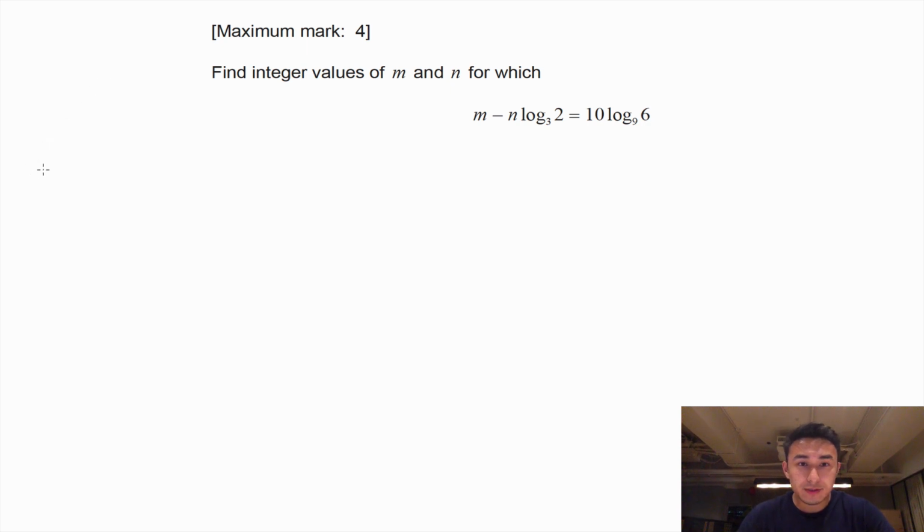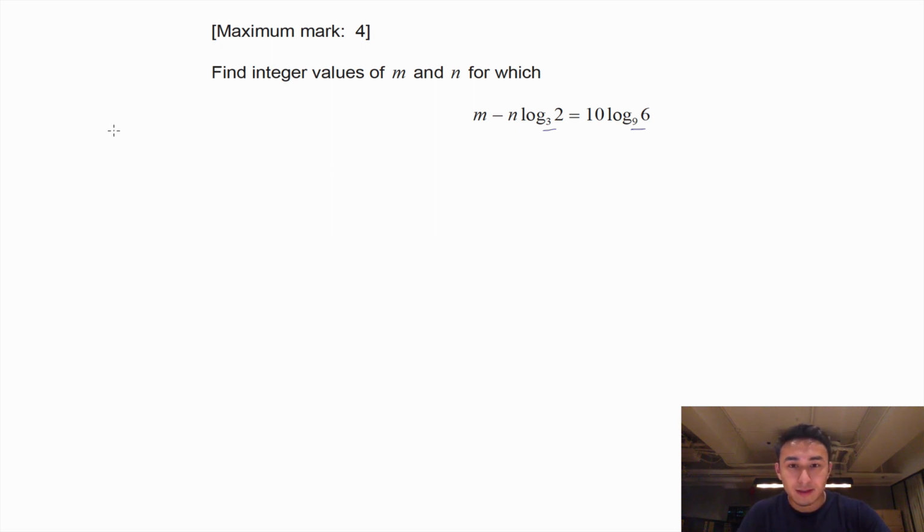Alright, so the first question is taken from the May 2016 paper, and it's asking us to find integer values of m and n for which (m minus n log base 3 of 2) is equal to 10 times log base 9 of 6. Now, as you can see, the bases are not the same, 3 and 9. Ideally, we want to make the bases equal.